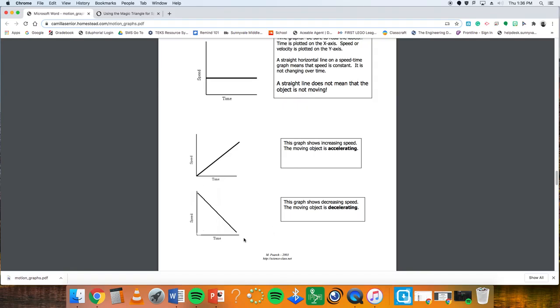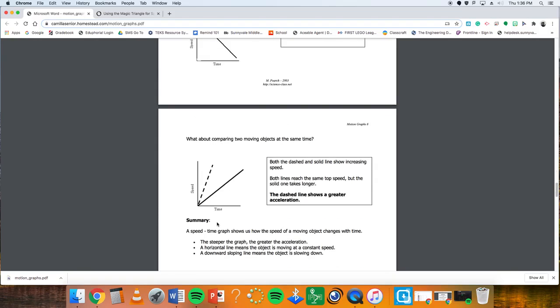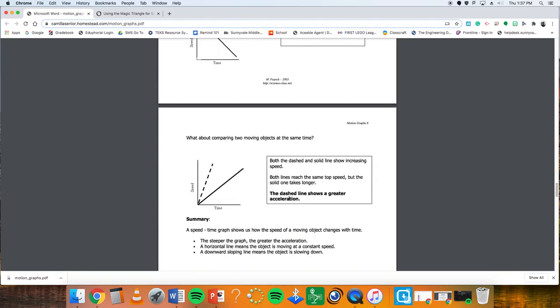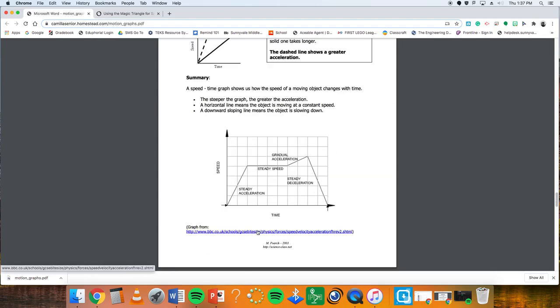This is also acceleration when you're slowing down. Remember, the definition of acceleration is speeding up, slowing down, and changing direction. So this is deceleration at a constant rate, but it's also defined as acceleration. The dashed line shows greater acceleration, regular acceleration, and then a line like this would be slower acceleration. And here is another great example of speed time graphs.